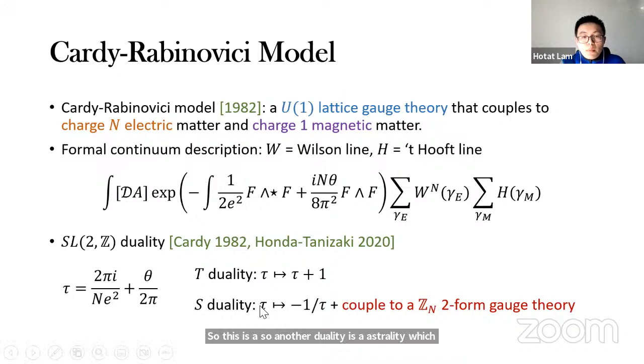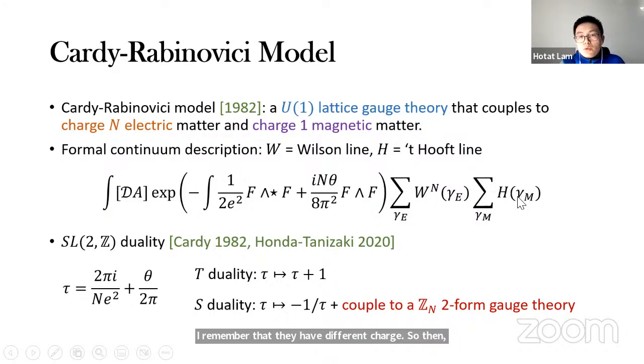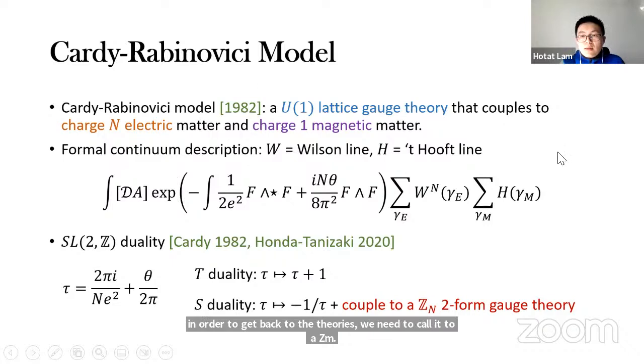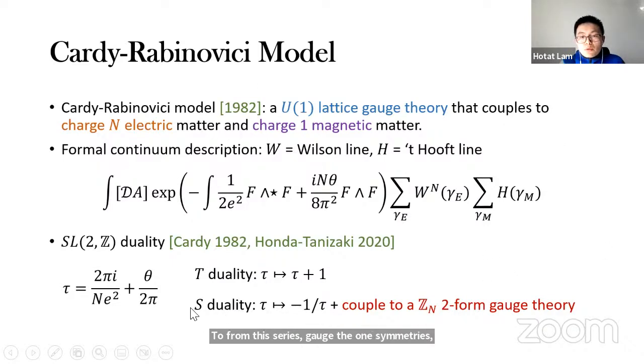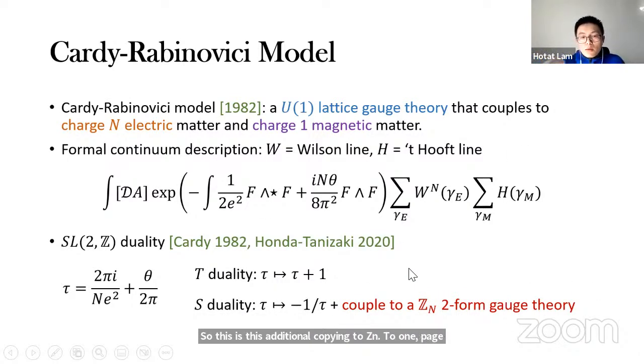So what it does is map tau to -1 over tau. But when we do that, we are exchanging the electric matter with the magnetic matter. But remember that they have different charge. So when we exchange the electric matter with the magnetic matter, we don't get back exactly the same theories. So in order to get back the theories, we need to couple it to a ZN two-form gauge theory to gauge the one-form symmetries, and then we will obtain exactly the same model as before. So this additional coupling to ZN two-form gauge theory is the reason why there are some non-trivial non-invertible symmetries.